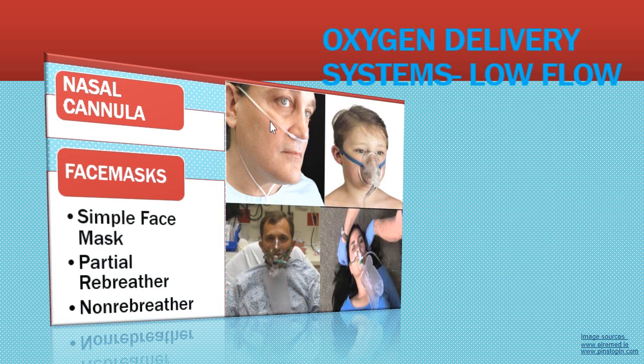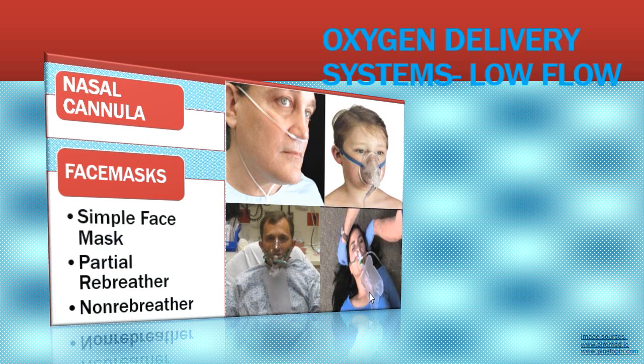Okay? The face masks, there's different kinds of face masks. Some face masks are going to fall in the low flow delivery systems. The simple face mask that this little girl here has is going to deliver between 40% to 60% FiO2, and if the flow rate is high enough to flush the CO2 out, it's going to deliver a better delivery system. So we want to make sure that we're watching the flow rate as well.